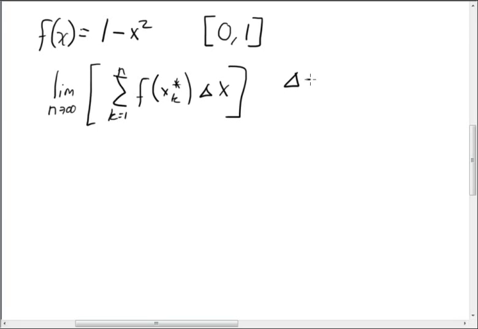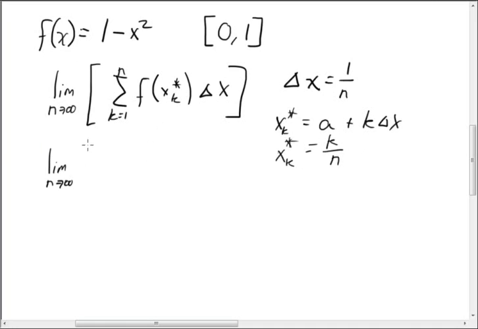Well, delta x is going to be equal to b minus a over n, and that would be 1 minus 0 over n. So 1 over n, and x sub k superstar is equal to a plus k delta x. So that would be equal to, a is 0, k delta x, well, that's k over n, because we know delta x. So x sub k superstar is equal to k over n. And of course, the function is this.